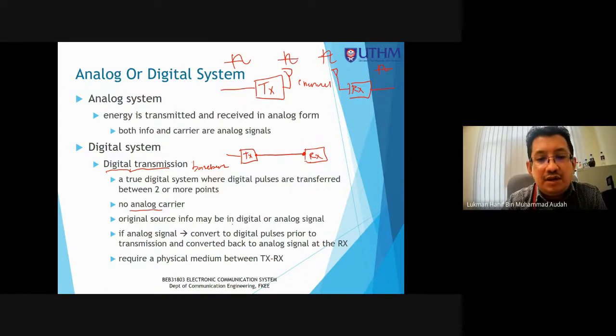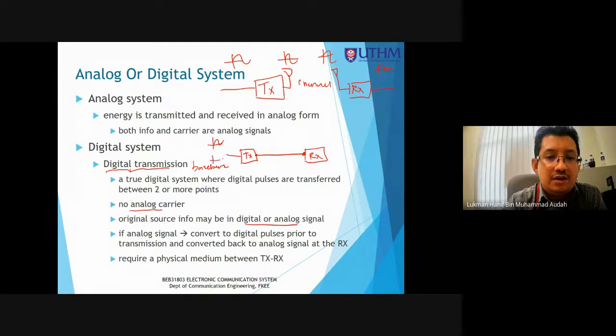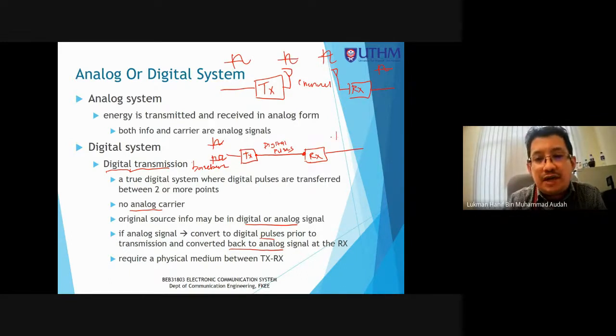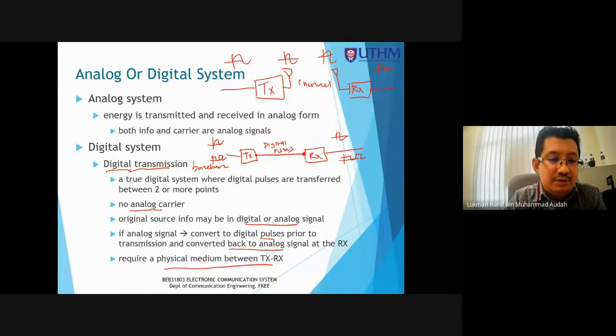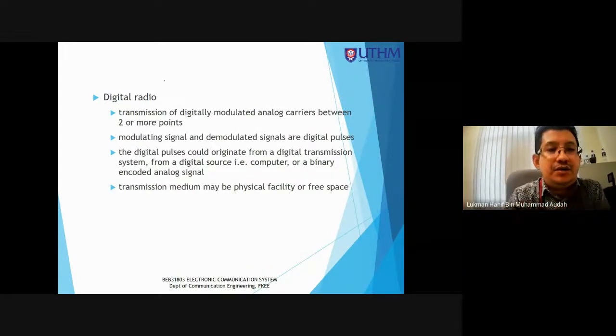Original source info may be in digital or analog. Okay, original source means that your input can be analog or can be digital. But when we transmit as a digital code, digital pulses, if analog, we need to convert to digital pulses prior to transmission and convert it back to analog signal at the receiver side. So kalau tadi inputnya adalah analog, kita boleh convert semula kepada analog pada output. Boleh juga kita hasilkan digital, tak ada masalah. Okay, require physical medium between transmitter and receiver. So ini adalah contoh baseband transmission menggunakan frekuensi yang rendah kerana kita tidak melibatkan modulation dengan analog carrier. Okay, digital radio. So digital radio is like this transmitter.